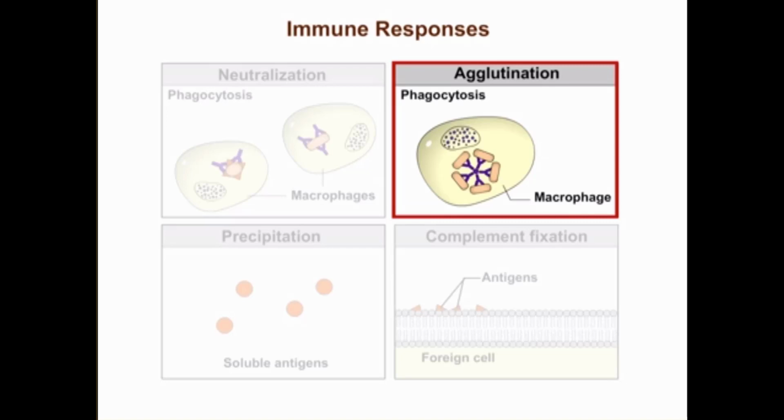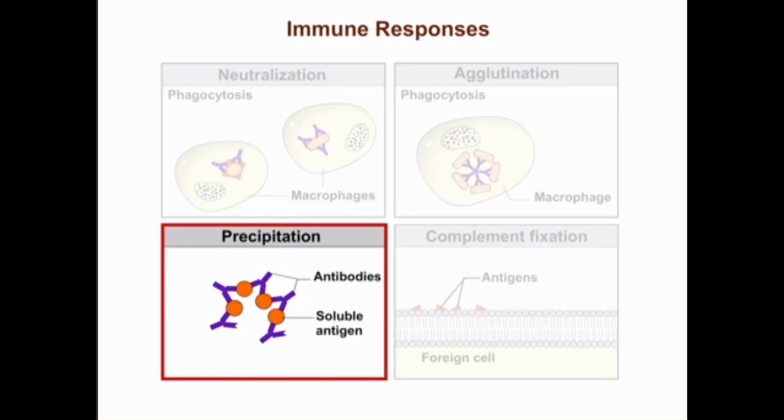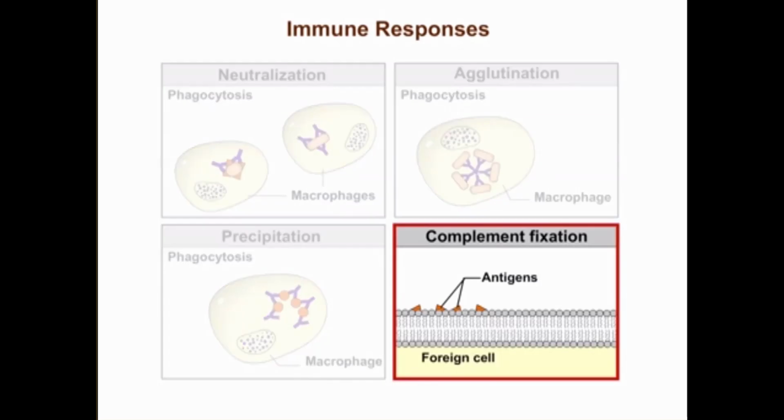Precipitation is the cross-linking of soluble antigens, molecules dissolved in body fluids, to form immobile precipitates. Soluble antigens that are coated with antibodies are eliminated by phagocytosis. In this process, called opsonization, the bound antibodies enhance macrophage attachment to the precipitates, allowing them to be easily engulfed and destroyed by phagocytosis. Complement fixation is the activation of a series of serum proteins, leading to lysis of a microbe.